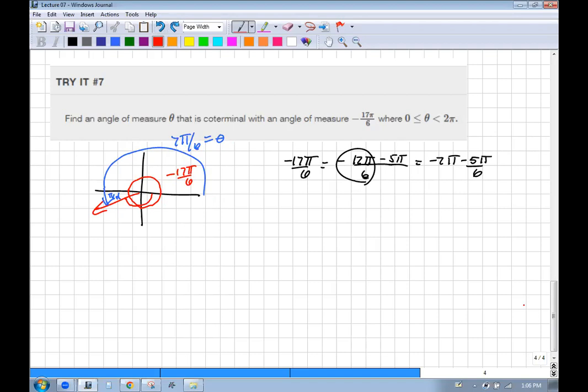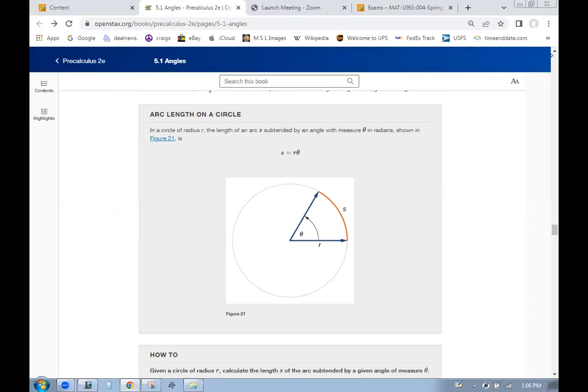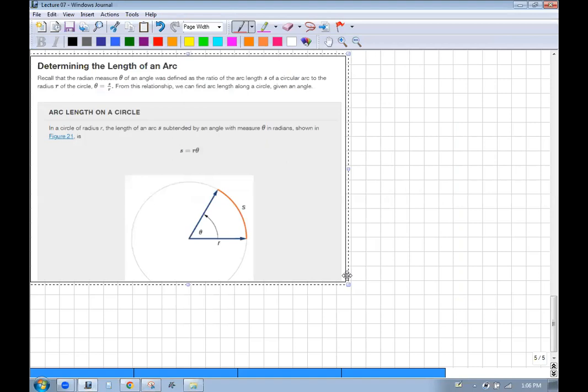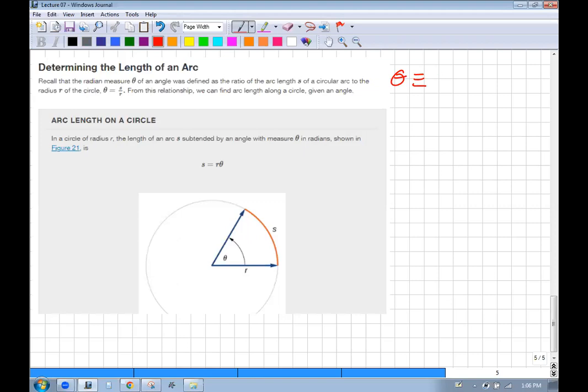All right, arc length. So I've discussed all this stuff in the last class briefly, right? But now we're going to go through it all in detail and work examples. Remember, I gave you a definition. Theta, by definition, was S over R. This was what an angle is in radians. So that's something you have to memorize. You have to memorize definitions. There's no way around it.